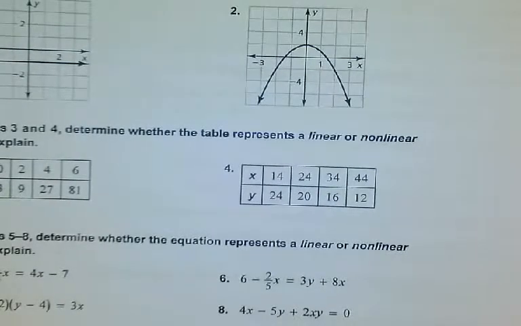Take a look. 14 to 24. Andrew, how do I go? Plus 10. And then? 10. All right, common difference up here. How do I go 24 to 20? Minus 4. Do I have a common difference? That's why this is linear.